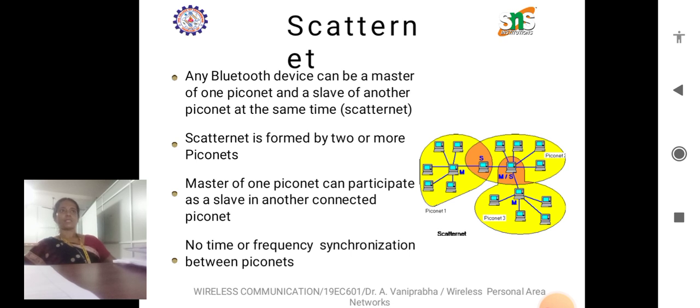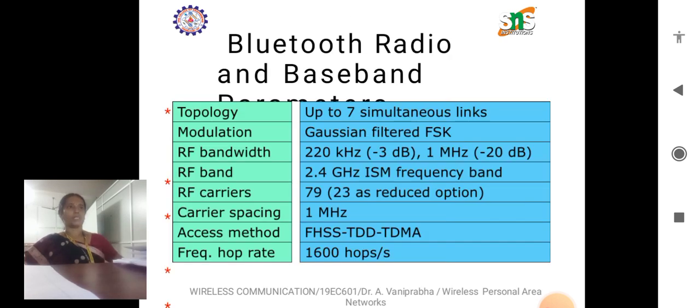No time or frequency synchronization is established between the Piconets. Bluetooth radio and baseband parameters: based on factors such as topology, modulation and bandwidth, the baseband parameters are specified. Based on the topology, it supports up to 7 links, and the modulation is filtered FSK. The bandwidth lies between 220 kHz and 1 MHz, and the RF band is 2.4 GHz.